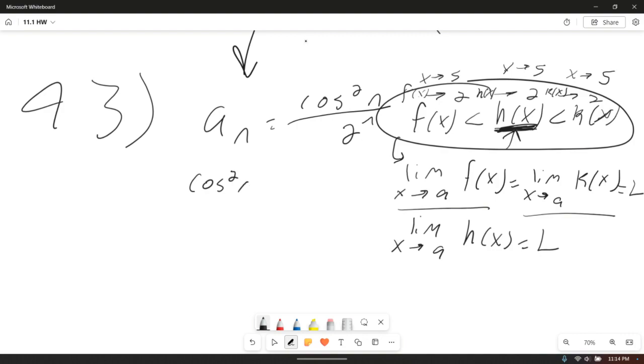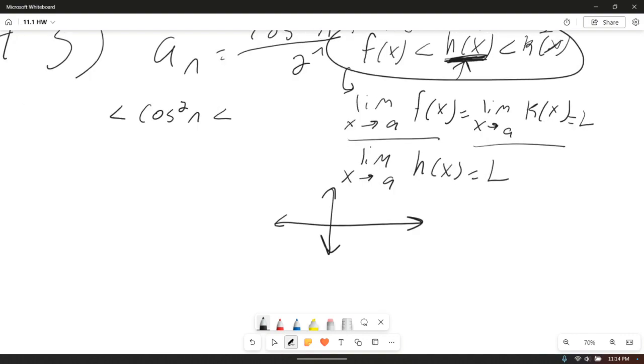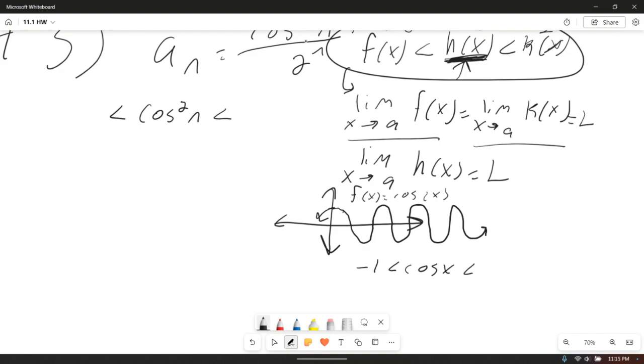So cosine squared of n. Well, let's just think of what cosine squared of n has to be in between. So normally for a cosine function, it starts off at 1, right? And it goes down to -1, and it just goes back and forth. So it never goes in between. So cosine of x, f of x equals cosine of x, is between -1 and 1.